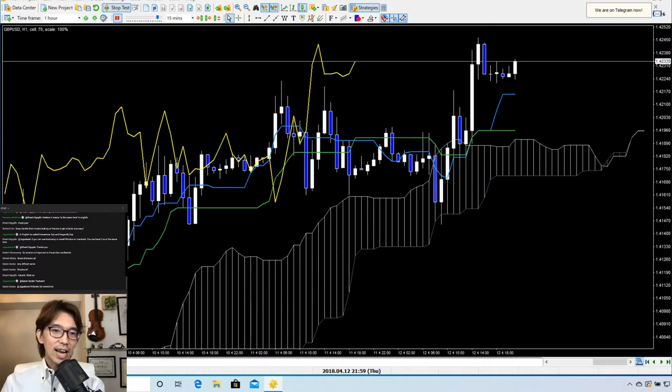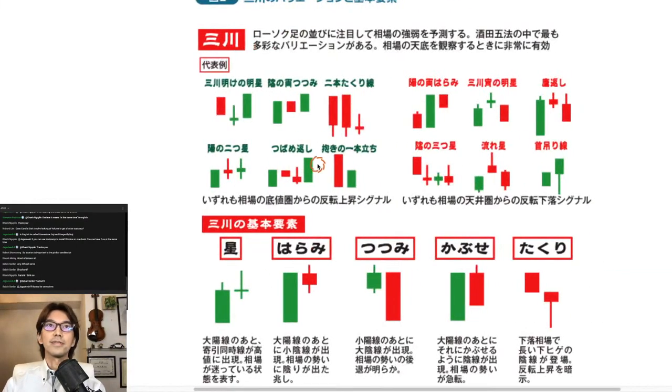I love Doji candlesticks and I love pin bars. Gravestone and dragonfly. Okay. Yeah, so these are the words in Japanese, the same thing. Gravestone and a dragonfly. And also, sometimes we call this a morning star, and this is the evening star in Japanese. So we can call it that way too.